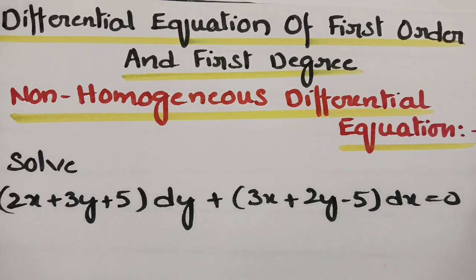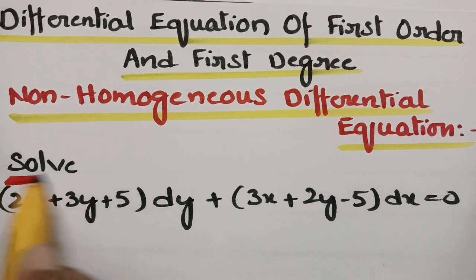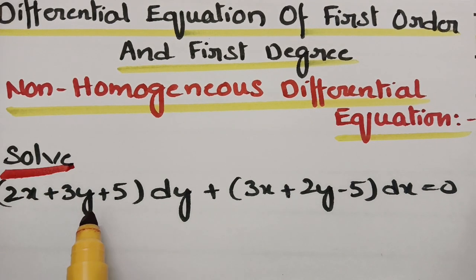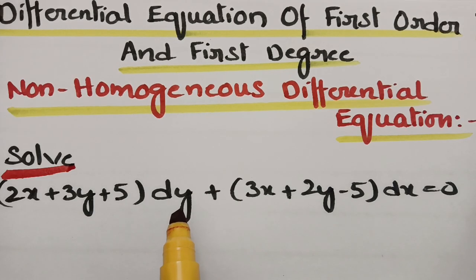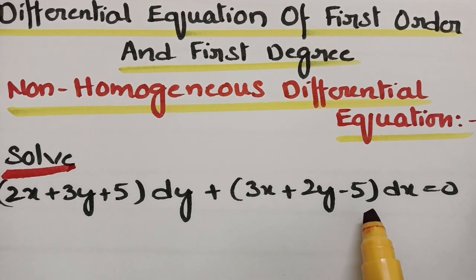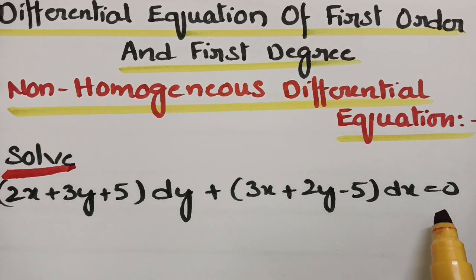And let's get into today's video, which is on non-homogeneous differential equations. This topic is from differential equations of first order and first degree. So here is a problem to solve. We have to solve (2x + 3y + 5) dy + (3x + 2y - 5) dx = 0.